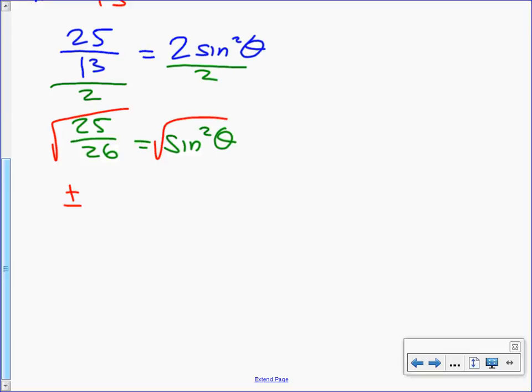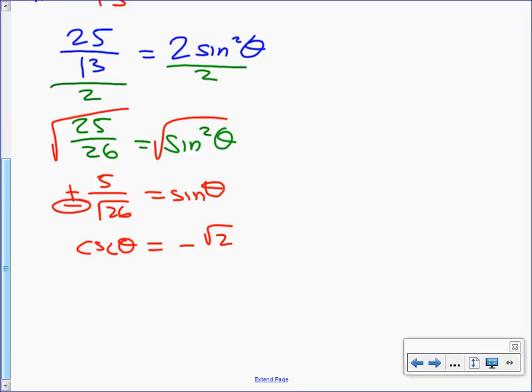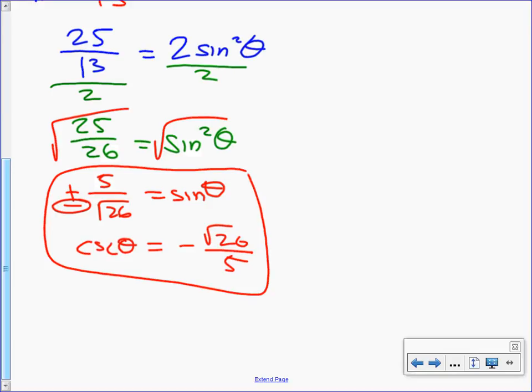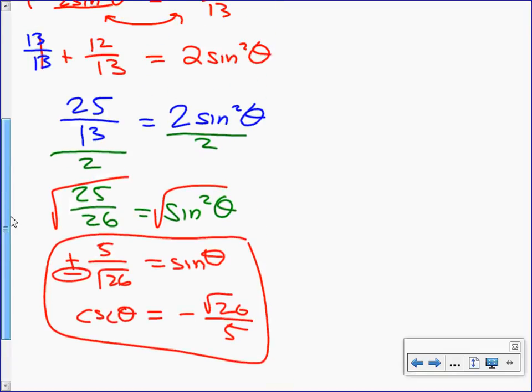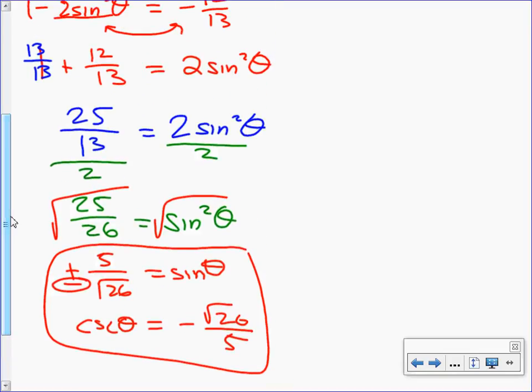So sine theta will be 5 over the square root of 26. Is it the plus or the minus? It's a minus. Okay, well, if we have sine, what else do you have? Yep, cosecant will be negative root 26 over 5. So there's 2 of them. Now to find the other ones, what can I do?